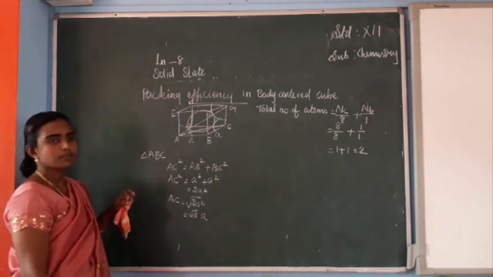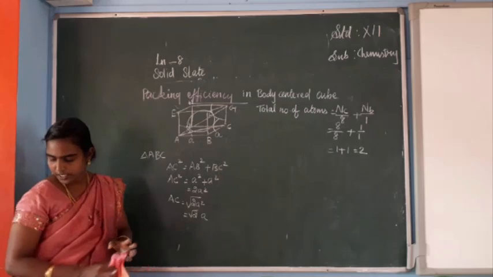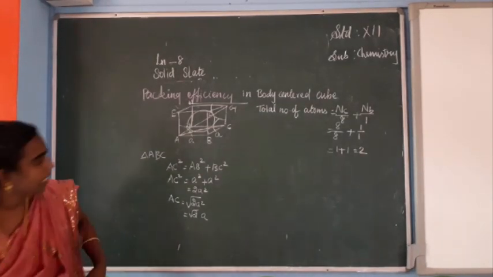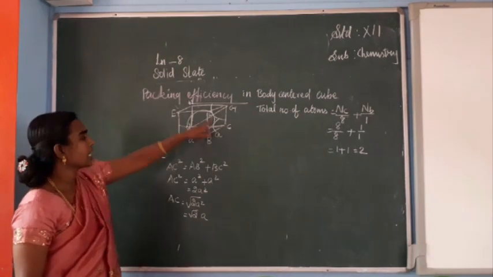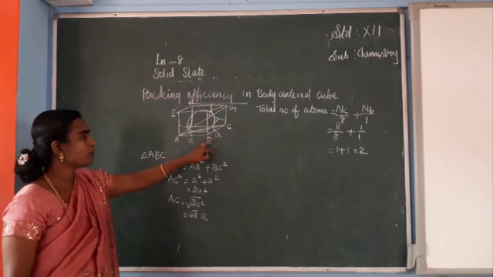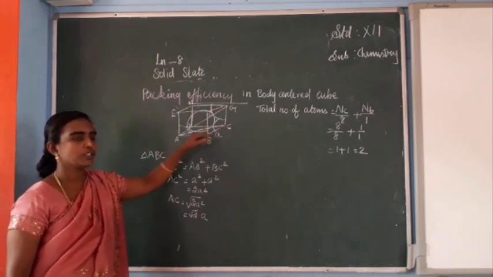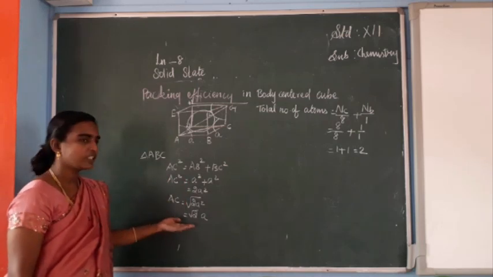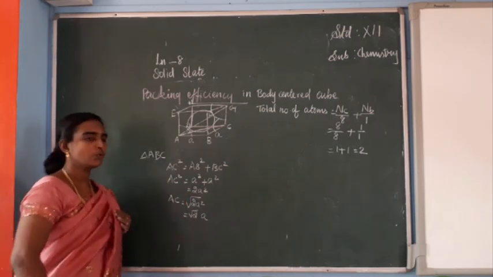Have you understood this much? So what we have taken first? We have taken first the triangle ABC, isn't it? In triangle ABC, AC square is equal to AB square plus BC square, opposite side and adjacent side. From this we found the AC value, that is root 2 a.